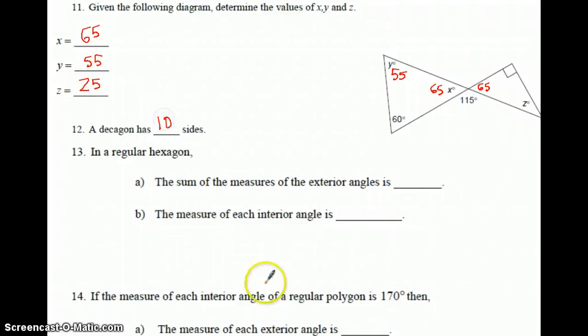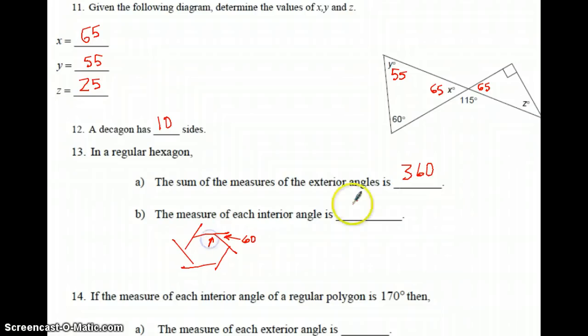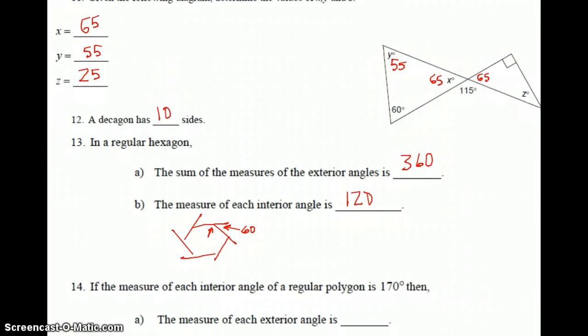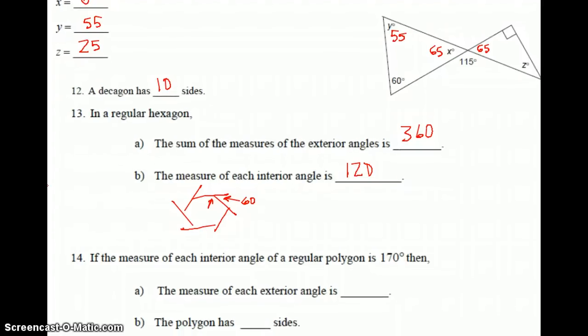A decagon has 10 sides. Some measure for exterior angles of a, I don't even care what this is. It's always 360. Interior angle is, well, if it's a hexagon, you're getting used to drawing these this way. Each one of these is 60 because it's 1/6 of this total. So the part on the inside here has to be 120. You could do that the long way, or you could do it that way. You'll get 120.